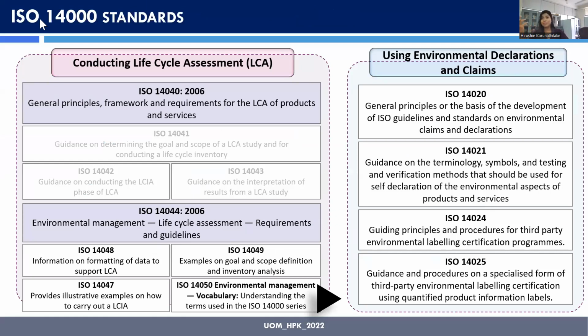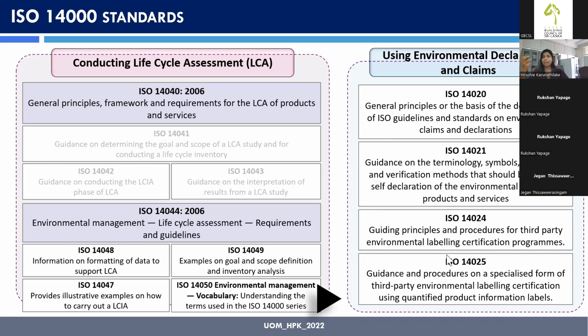This is simply to say that there are ISO 14,000 standards that standardize life cycle assessment, the framework and principles, and then the environmental management and environmental declarations and claims, like environmental product declarations or third-party labeling and certification programs. There are ISO standards that standardize and guide all of these processes. So this is not an ad hoc procedure. This has a scientific and standardized basis behind it.